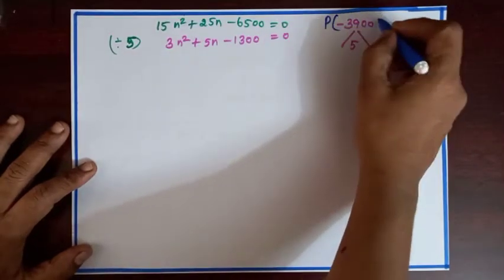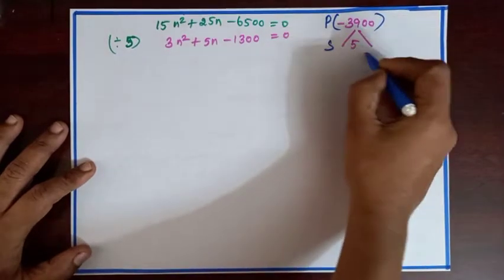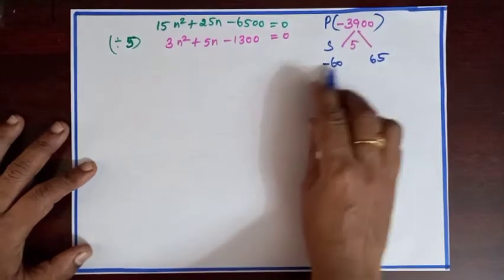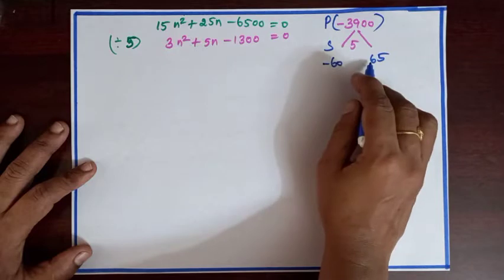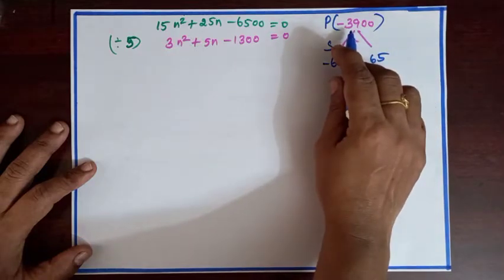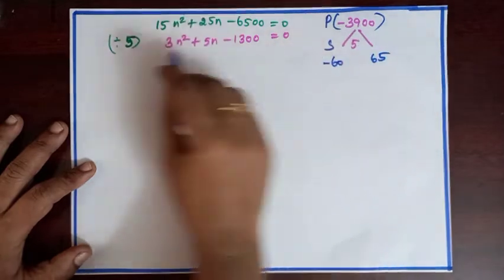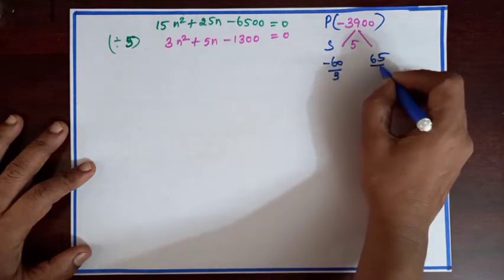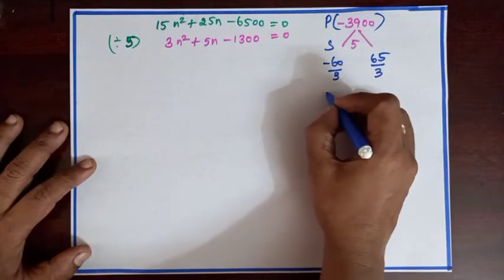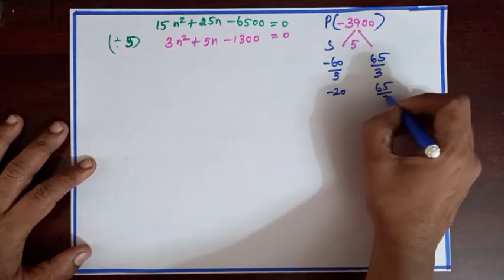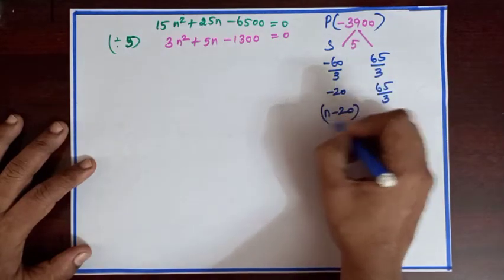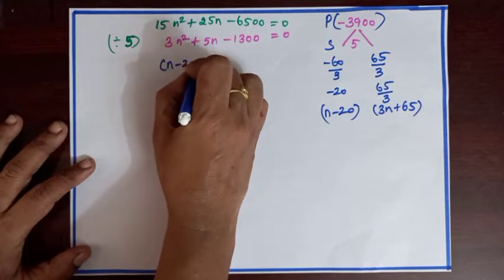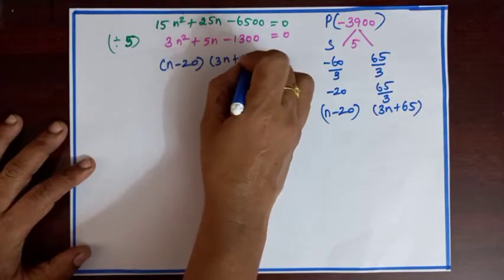Product is minus 3900, sum is 5. So minus 60 plus 65. Minus 60 plus 65 is 5. Minus 60 into 65 is minus 3900. Since the coefficient of n square is 3, minus 60 is divided by 3 and 65 also is divided by 3. Then we get minus 20 and 65 by 3. That is n minus 20, 3n plus 65. So the factor for this equation is n minus 20, 3n plus 65.